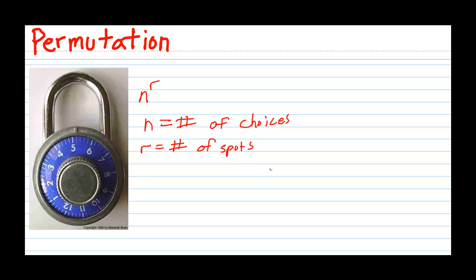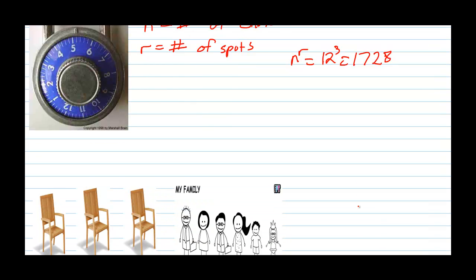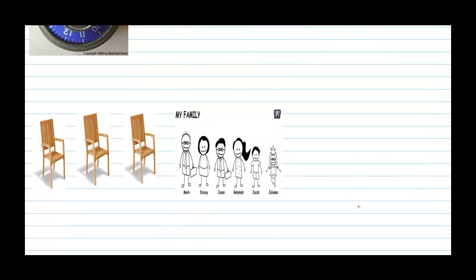So we have, in the case of this lock, n to the r would equal 12 choices to the power of 3. Which means for this lock there are 1,728 possible permutations. Now this is the easy type of permutation to calculate. The other type of permutation we have is where repetition is not allowed.